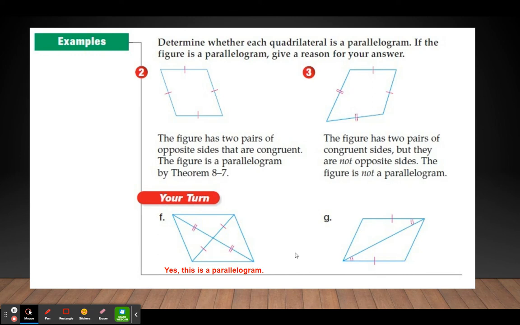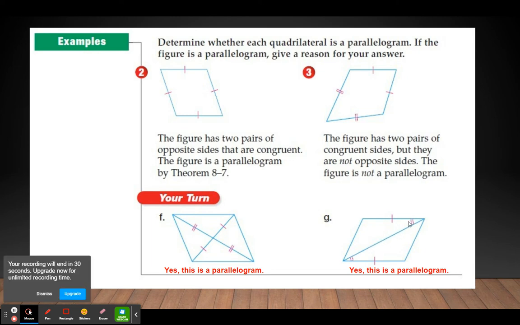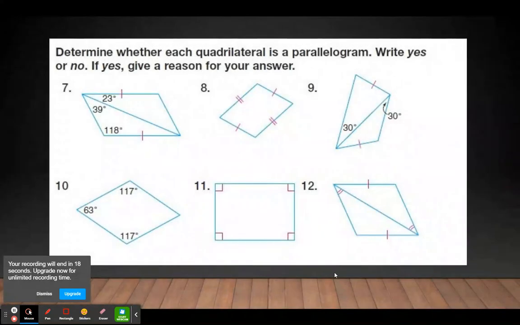And G is a parallelogram because these two opposite sides are both congruent and parallel as noted by the alternate interior angles, if you consider these two as being cut by a transversal. The alternate interior angles are congruent. That makes them parallel. So I have some additional examples here.